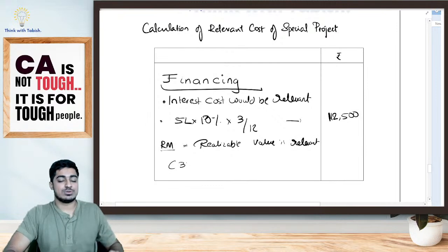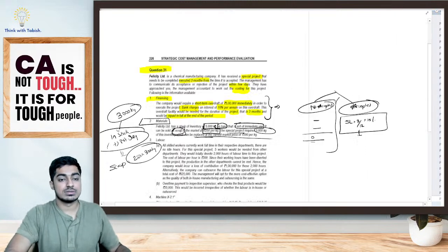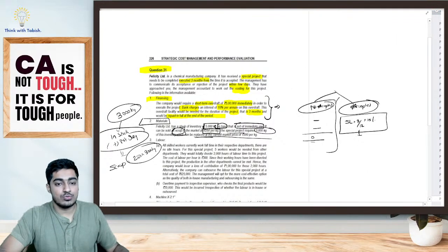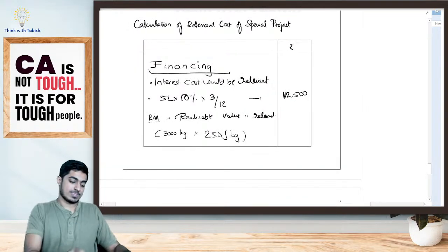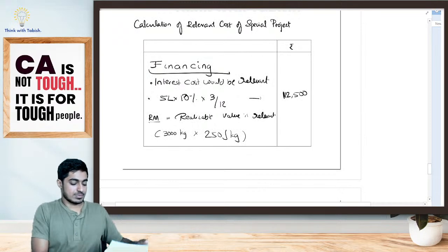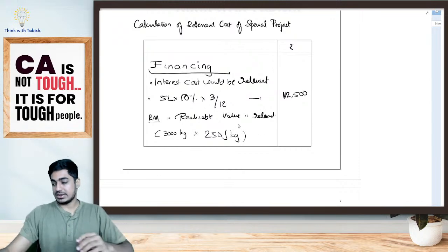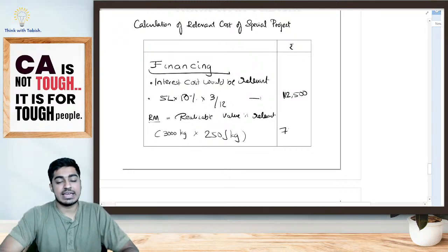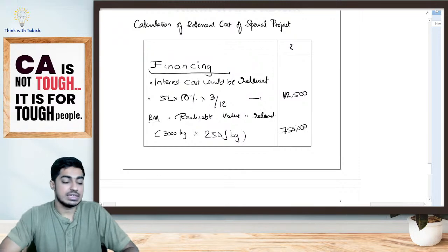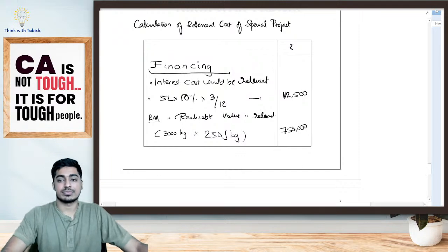What is the realizable value, students? For 3,000 kg at the rate of 250 per kg, how much is it? It is at the rate of 250 per kg, page number 226. 3,000 at the rate of 250 per kg is going to be 7,50,000 rupees, which is relevant here. Is it clear, students? Should we continue? Now, next item.